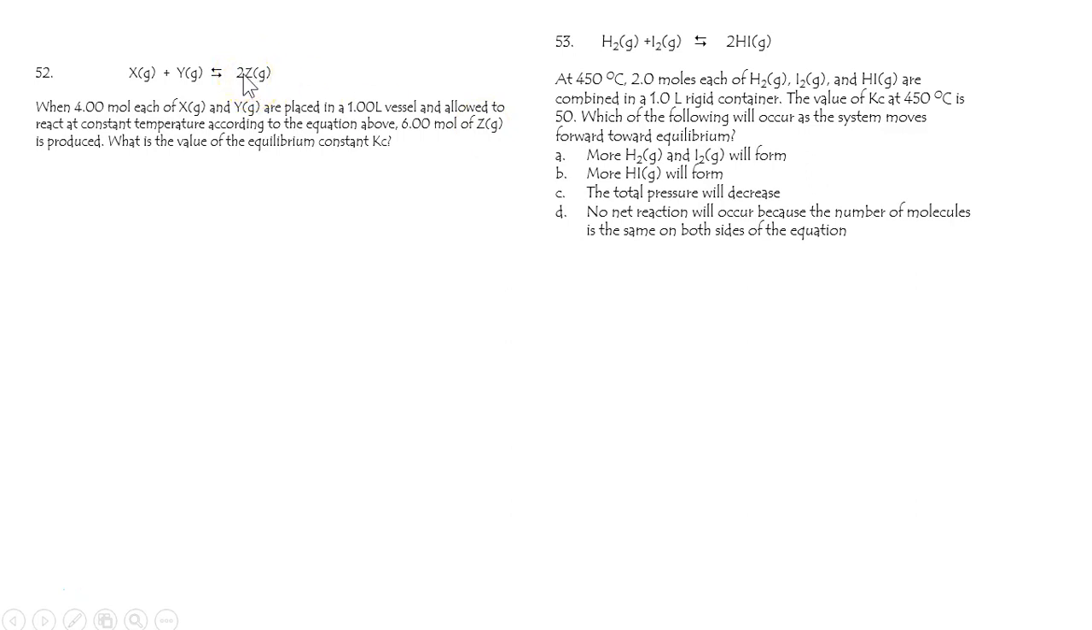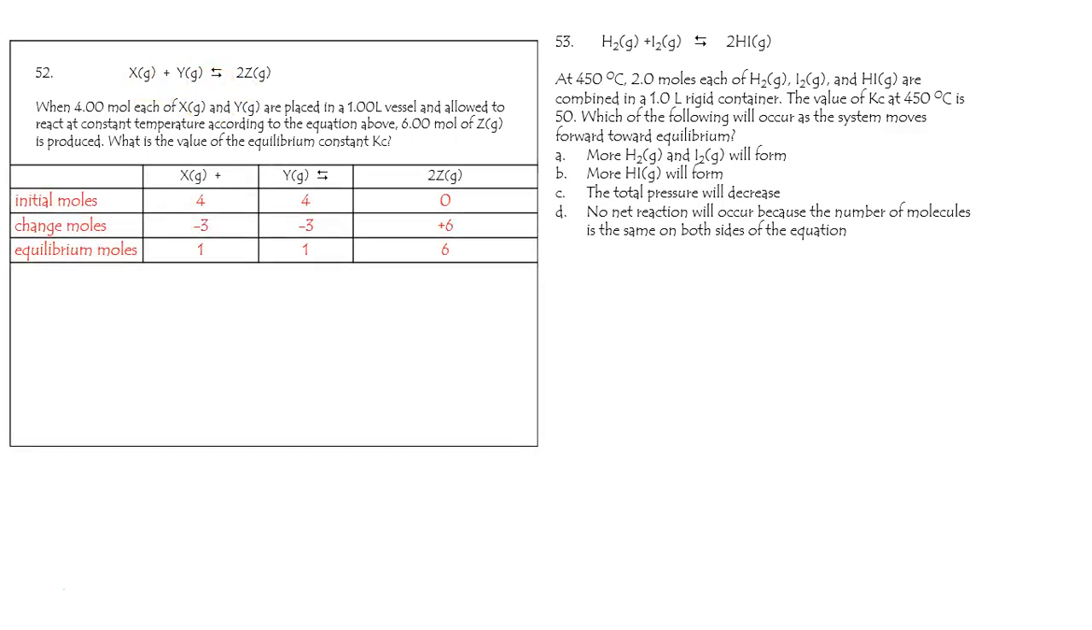Since this goes up from 0 to 6, these will each go down by 3 by virtue of the 2 to 1 ratio, making the final concentrations 4 minus 3, so 1 molar for X and 1 molar for Y, 6 molar for Z. We'll have KEQ equal to Z squared, which is 6 squared over 1 times 1. I believe our answer is going to be 36.